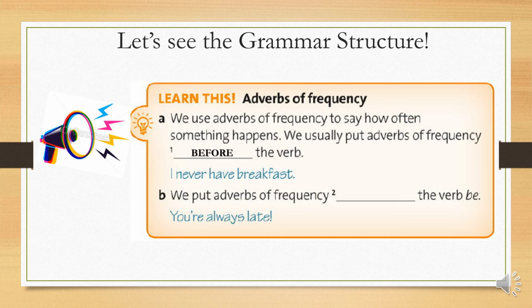Be. We put adverbs of frequency after the verb be. Ponemos los adverbios de frecuencia después del verbo be. Example: You are always late. El verbo en este ejemplo sería are. El adverbio de frecuencia va después del verbo be. You are always late. Let's continue.